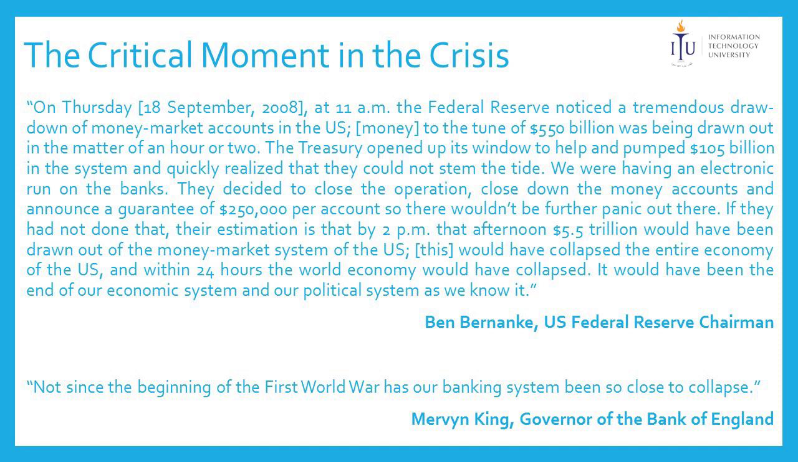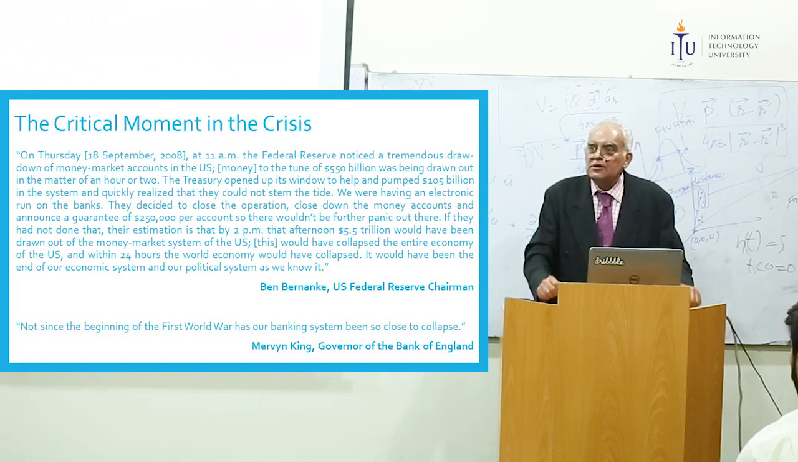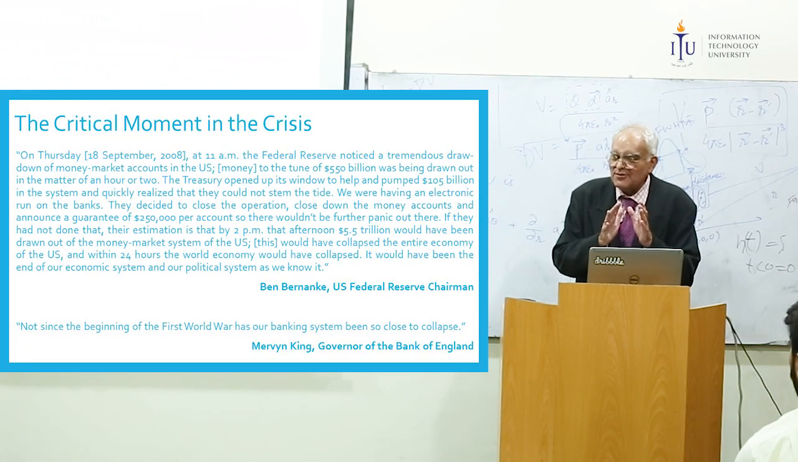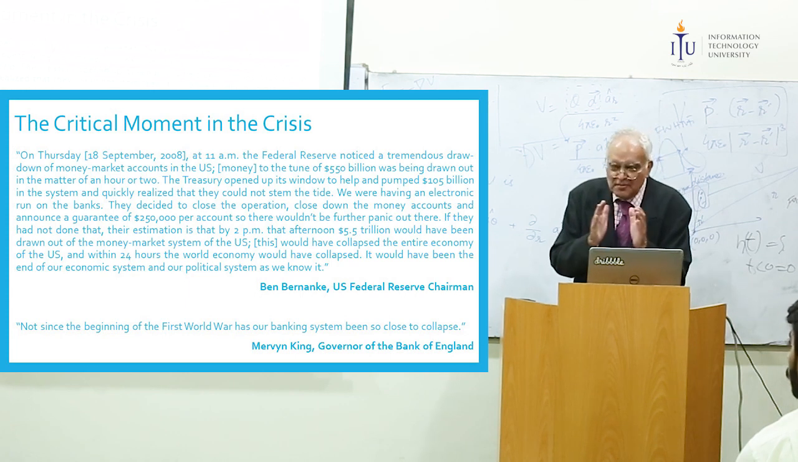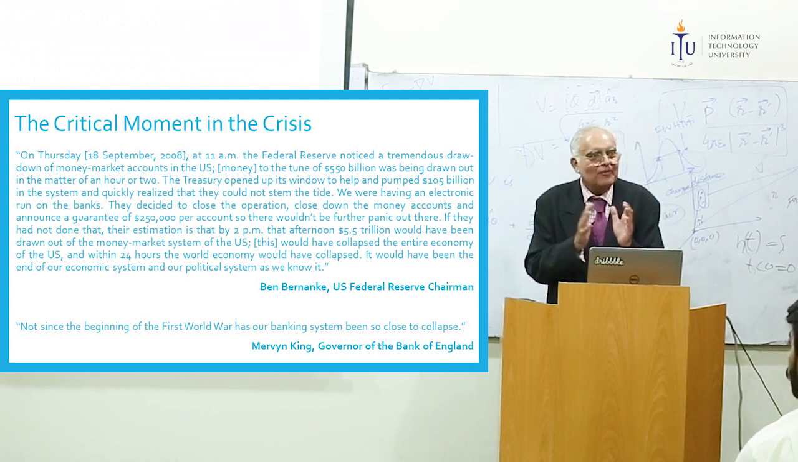If they had not done that, their estimation is that by 2 p.m. that afternoon, $5.5 trillion would have been drawn out of the country's money market system. This would have collapsed the entire US economy, and within 24 hours, the world economy would have collapsed. He ends by saying it would have been the end of our economic system and our political system as we know it, unquote. So here you have a ringside seat, so to speak, a first-hand account of the actual minutes and hours during which that time bomb was exploding.